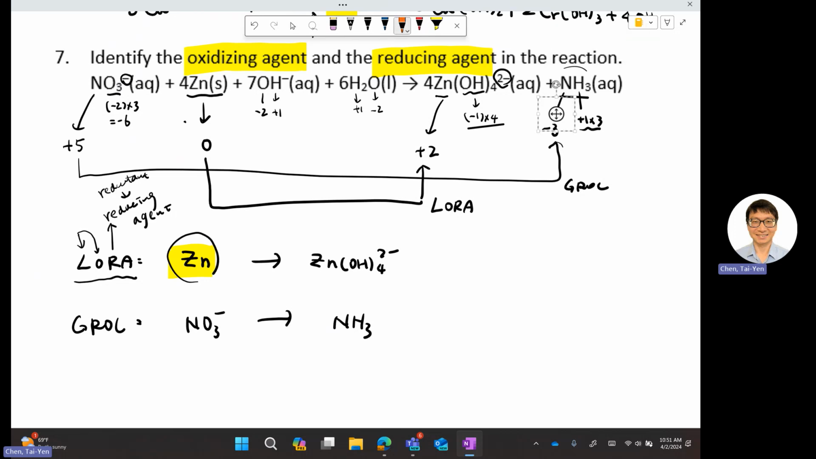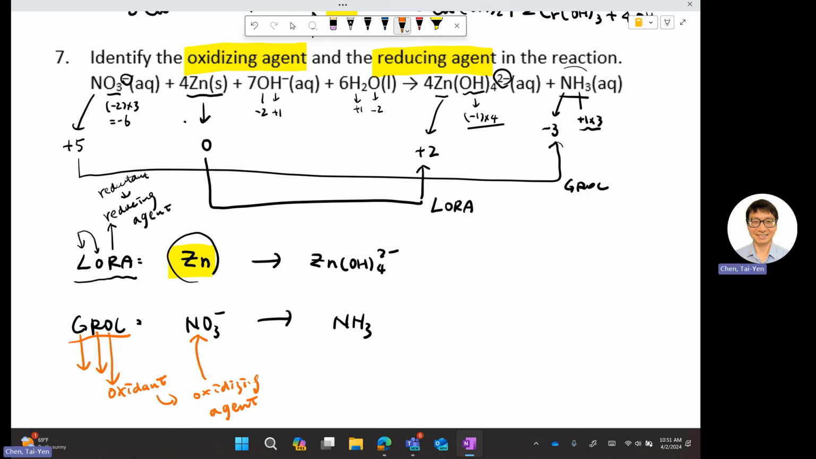Okay. Similarly for the GER, GER is gaining electrons. By itself it is reduced. It can serve as an oxidant, right? Okay, so oxidant is basically your oxidizing agent. So with that being said, we know the NO3 minus is your oxidizing agent.